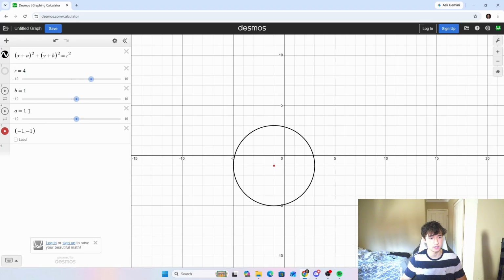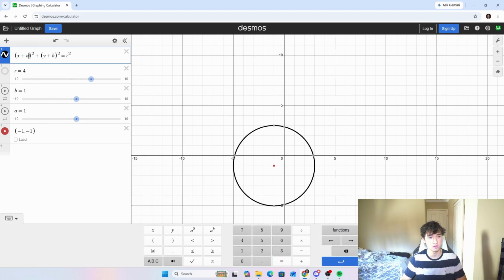The reason why is because we're adding a 1, which means it's going to the left. So basically inside parentheses, it's counterintuitive. If you're adding, it's going left or down. If you're subtracting, it's going right or up. If it's outside of the parentheses, it makes sense.